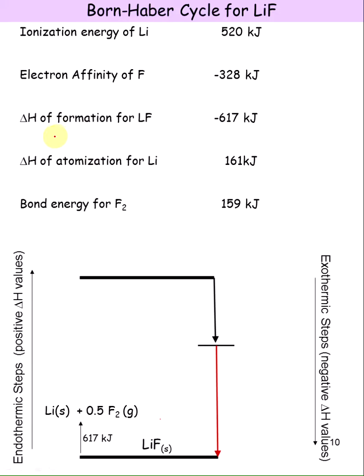So let's just write that out really quick. Lithium solid plus 0.5 of F2 going to form lithium fluoride. The delta H of formation for that reaction going in this direction is negative 617. But we need to go from the lithium fluoride into the elemental forms, so we have to use the positive value, 617 kilojoules.